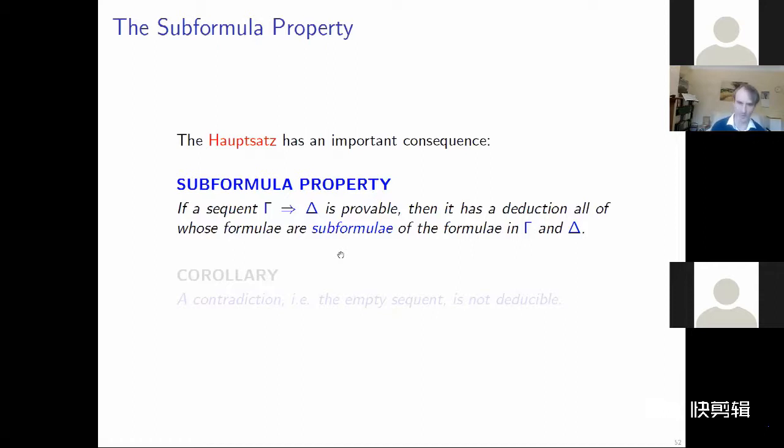And it has a very simple corollary, so there cannot be a contradiction. The contradiction in the Sequent Calculus is exemplified by the empty sequent. And you can see the empty sequent where there's nothing. This cannot be deduced because if there were a deduction of the empty sequent, there would be a cut-free one. And then you can ask what could have been the last inference. If the last inference cannot be cut, then there isn't such an inference, because all of the other inferences produce formulas.